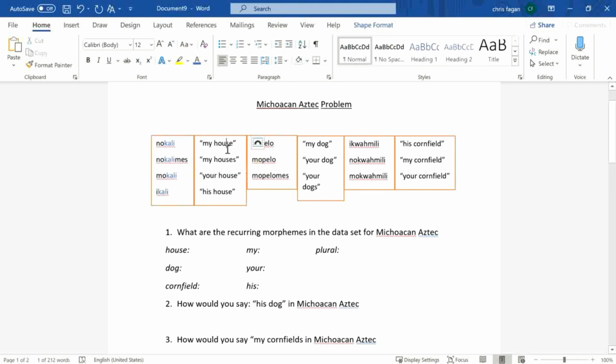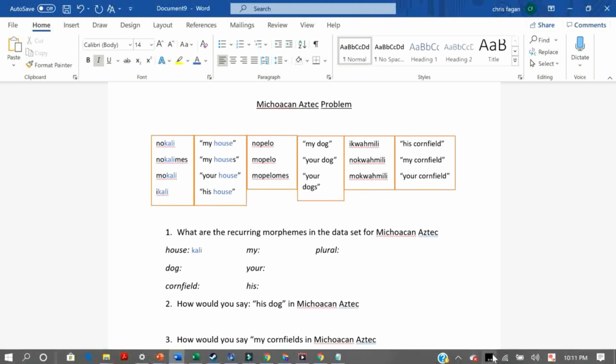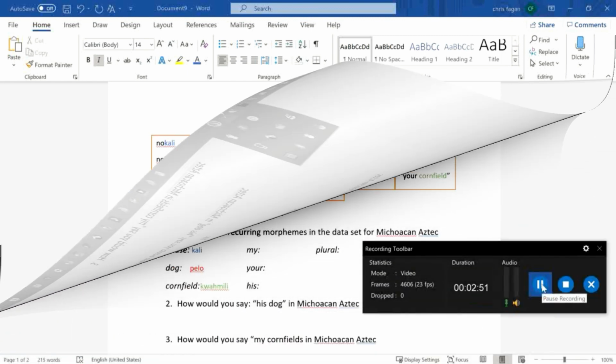And every time I see that morpheme, I see the form for the meaning house, right? So that leads me to believe, unless I see something else in the data later, that house is probably kali. And now we will do that for all the rest of these morphemes, and we will get something that we will see in a little bit.